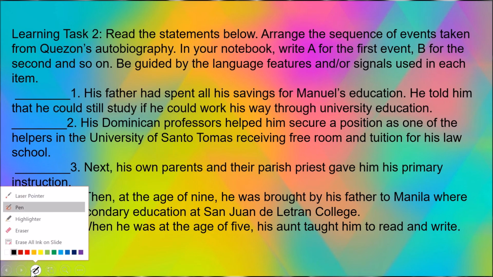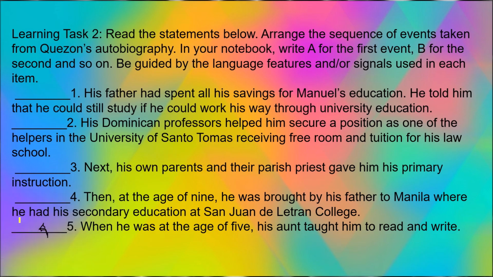Okay, if your answer is that, so it means to say that you've got the correct answer. So this is A, B, and C. Next, his own parents. So that is letter C for the third one. His own parents and their parish priest gave him his primary instruction. So for letter D, his father had spent, so number 1, letter D, his father had spent all his savings to Manuel's education. He told him that he could still study if he could work his way through university education.